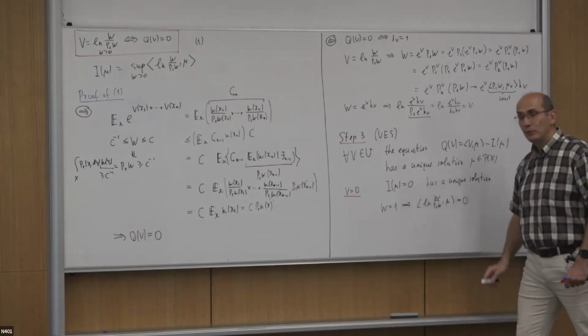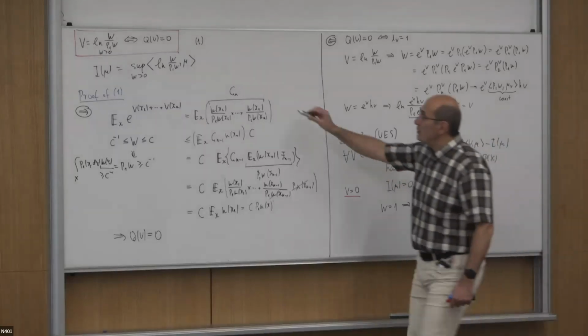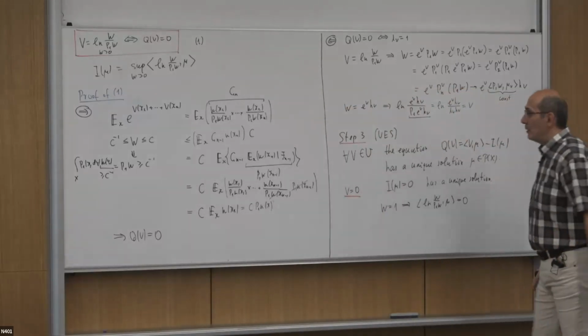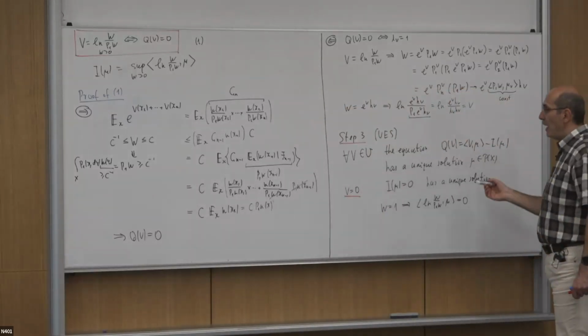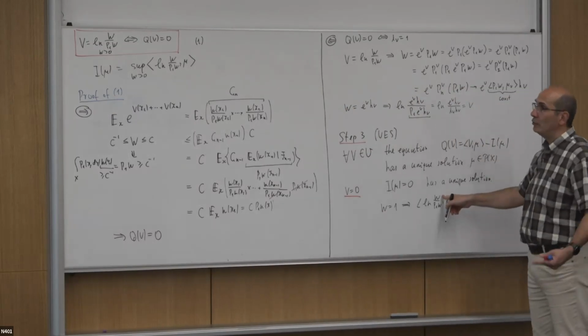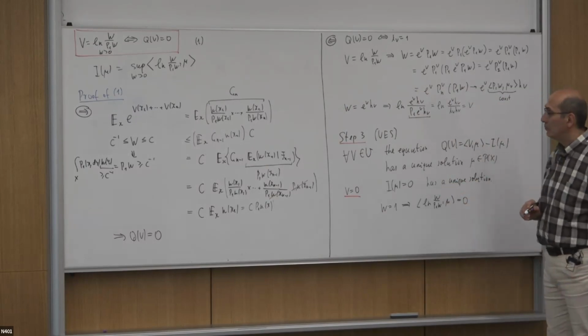If I of u is equal to 0, then this relation is true for W equal to 1. But then this means that if I take any other function, in particular functions which are close to W, then I need to have something smaller than 0.